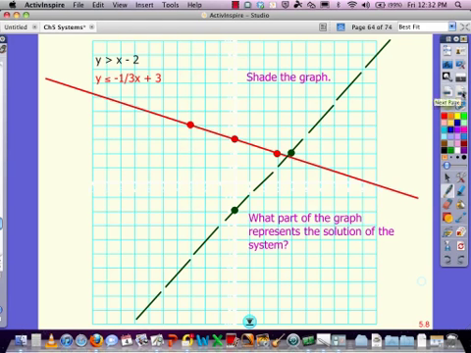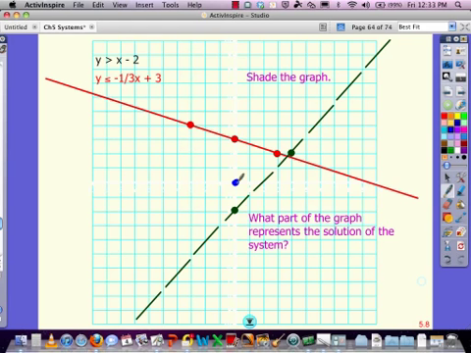So here it says, shade the graph. So we're going to try it. We've got the two lines already drawn. You can sort of see the x and y axis again. Let me identify the origin so we can keep track of it. There's 0, 0. What part of the graph represents the solution of this system? Well, of course, their intersection does.